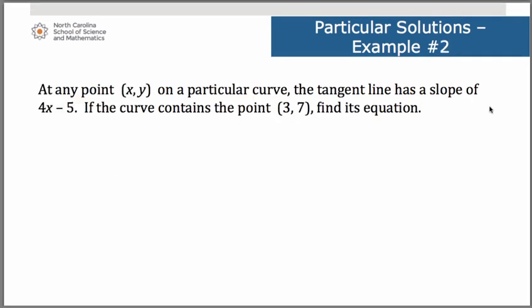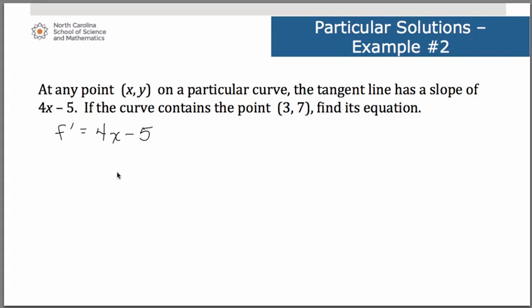In this problem, at any point x, y on a particular curve, the tangent line has a slope of 4x minus 5. If the curve needs to contain the point 3, 7, find its equation. This is a great problem because of how it's worded. Notice you are told the tangent line has a slope of 4x minus 5. That's your derivative. By definition, derivative is slope of a line tangent to a curve. You're being given what the derivative is.